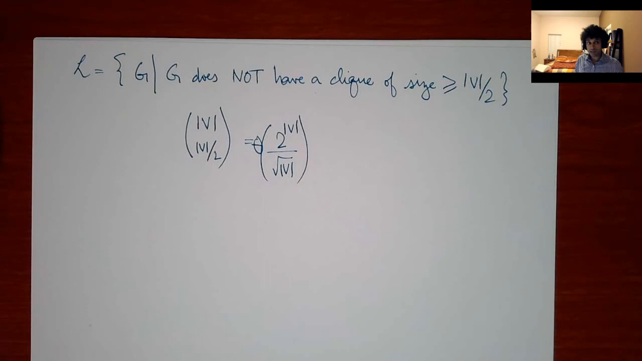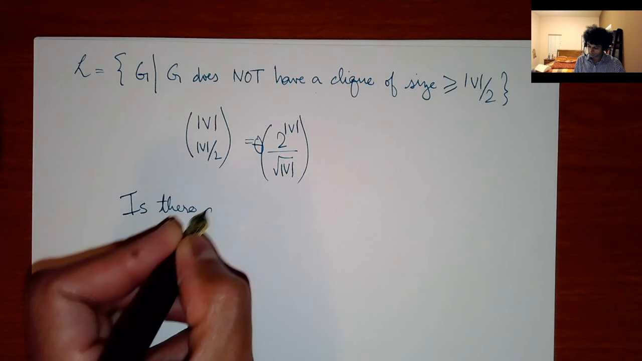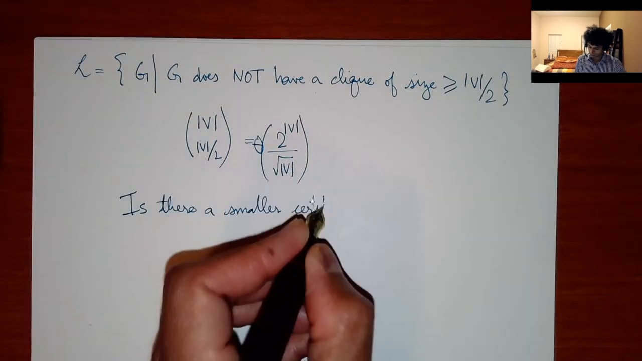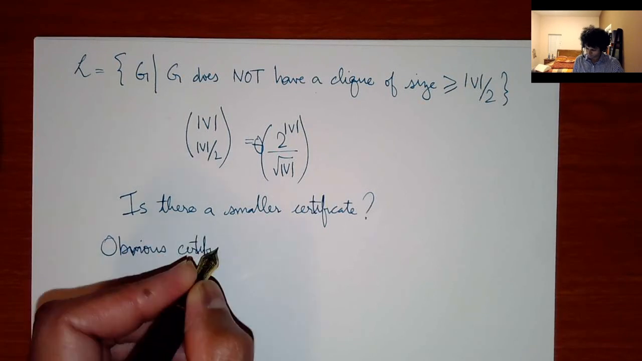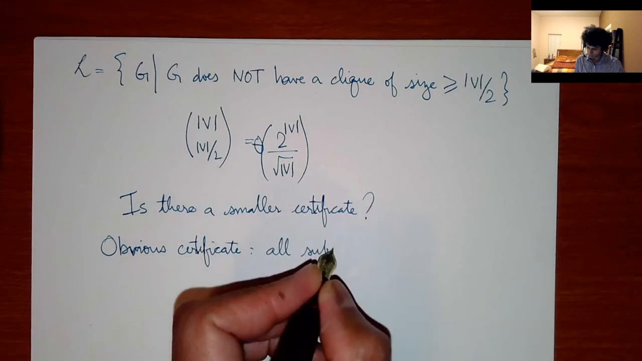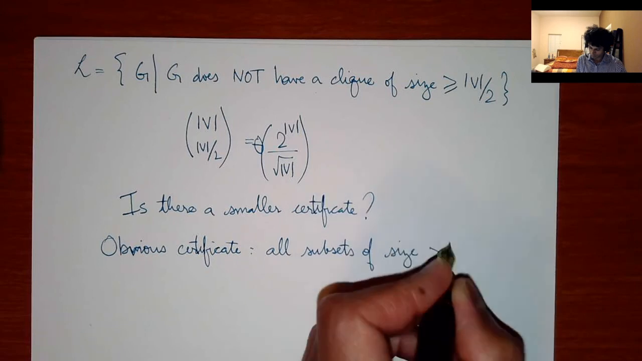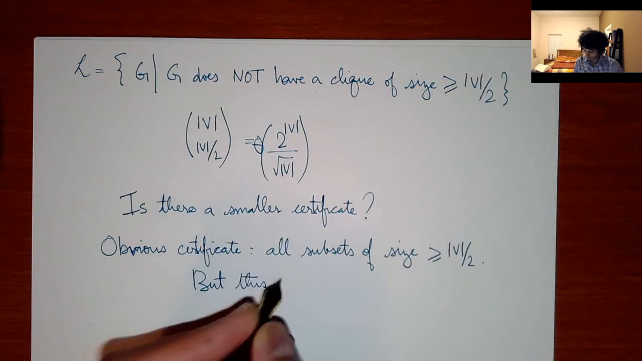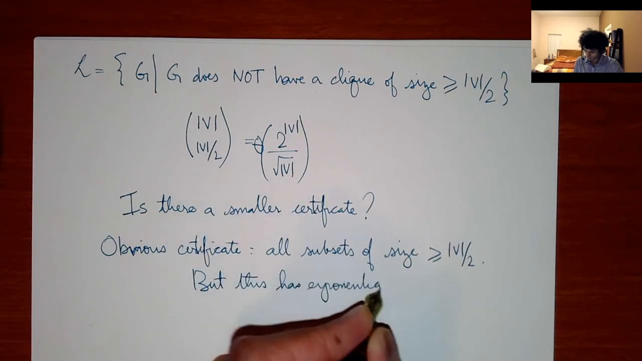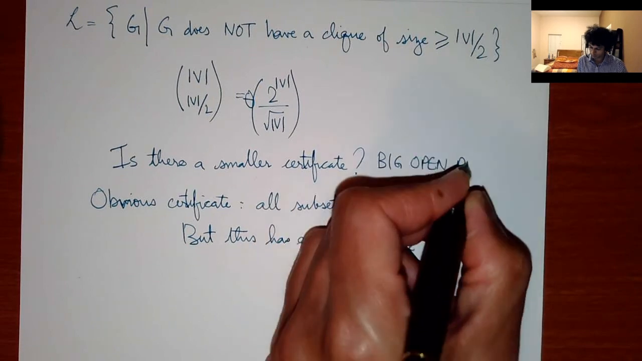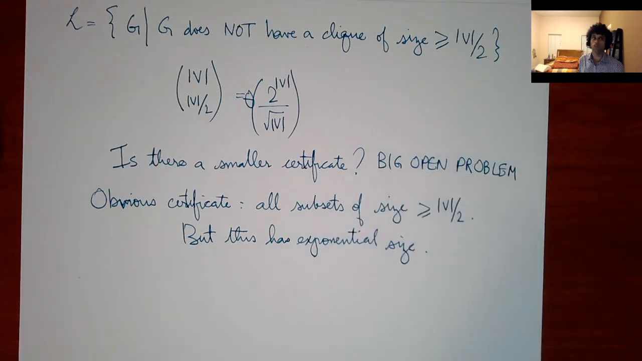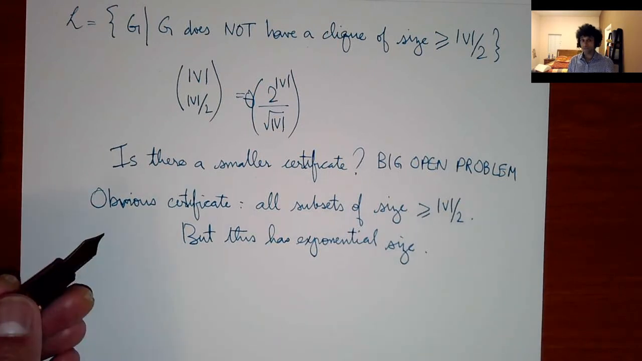You could ask, is there a smaller certificate? The obvious certificate is all subsets of size greater than V over 2, but this has exponential size. Is there a small one? This is a big open question, and actually an even harder problem than P versus NP. It is believed that the answer is no. We think no, and this is called the NP versus co-NP problem, which I'll get to. But you can see that the obvious certificate here has exponential size.